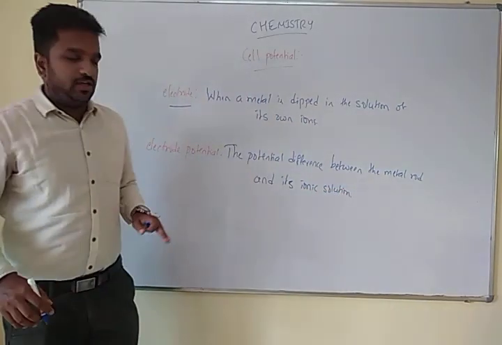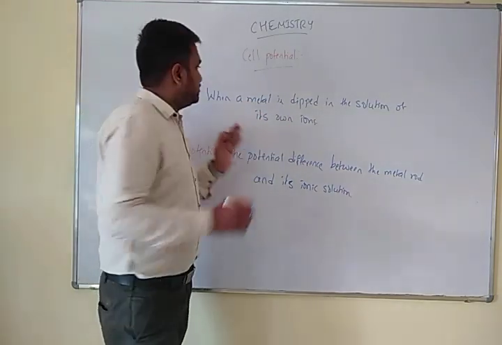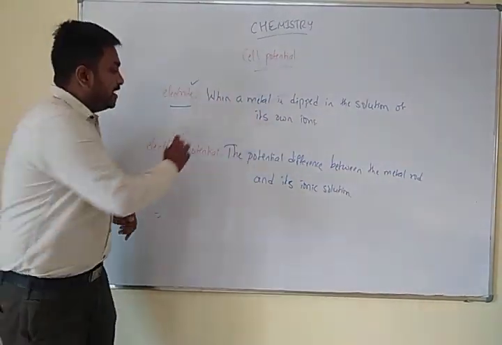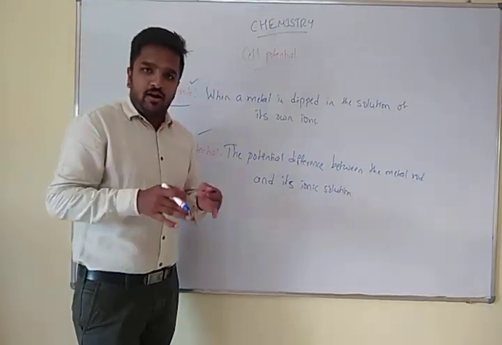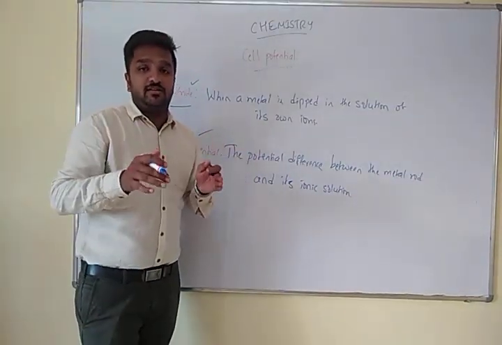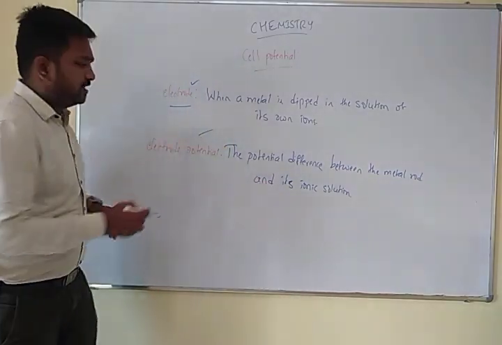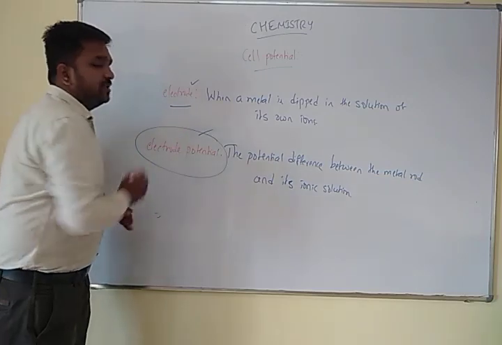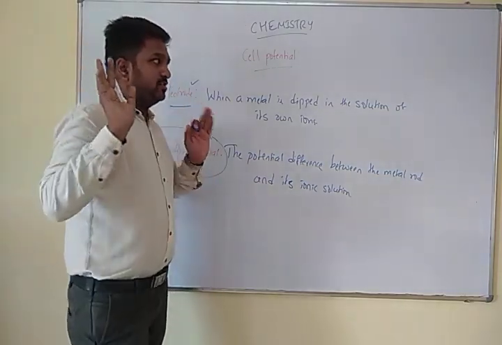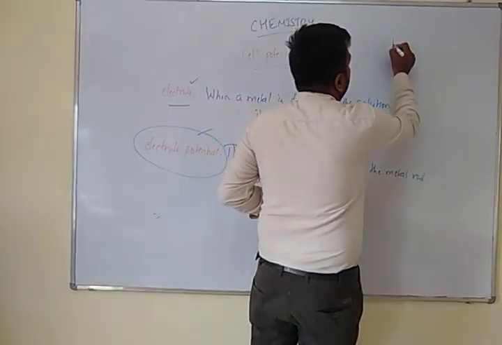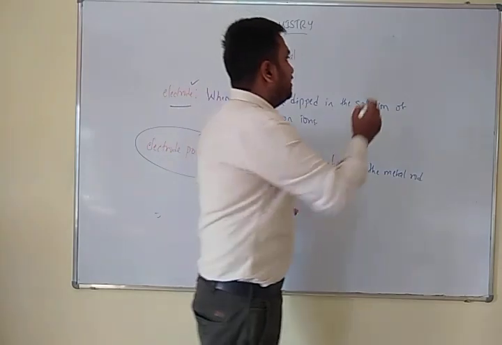and its ionic solution. So electrode is when a metal rod is dipped in the solution of its own ions, so we call it an electrode. Whereas electrode potential is the potential difference between the metal rod and its ionic solution. This electrode potential is nothing but either the anodic potential or the cathodic potential. And Daniell cell, a simple representation for your understanding.